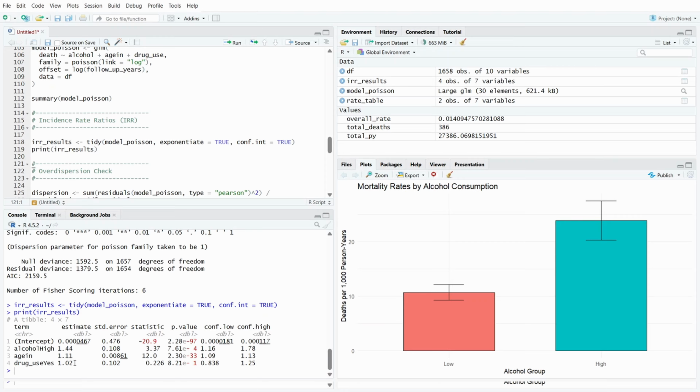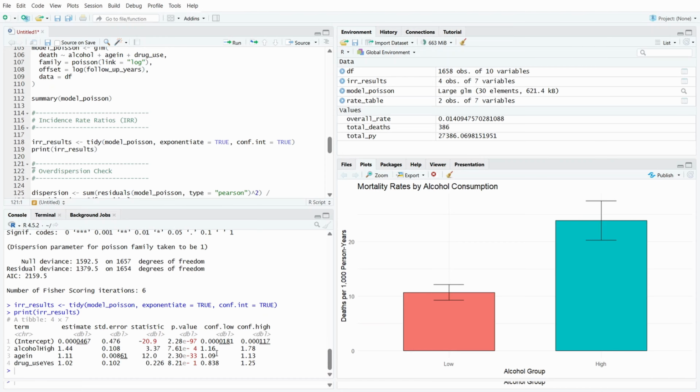Finally, drug use. The IRR is 1.02 with a confidence interval ranging from 0.84 to 1.25 and a non-significant p-value of 0.82. Since the confidence interval includes 1 and the estimate is very close to 1, this indicates no meaningful association between drug use and death rate in this model. So overall, expressing the results as IRRs confirms what we saw before. High alcohol use and increasing age are both associated with higher mortality rates, while drug use shows no evidence of an effect.